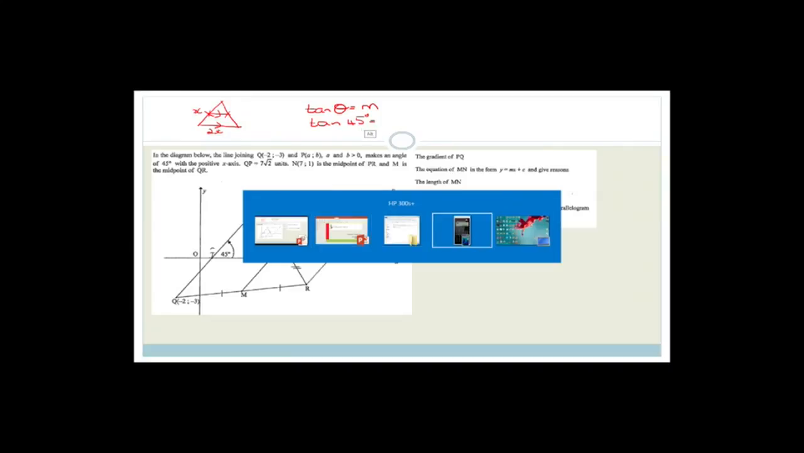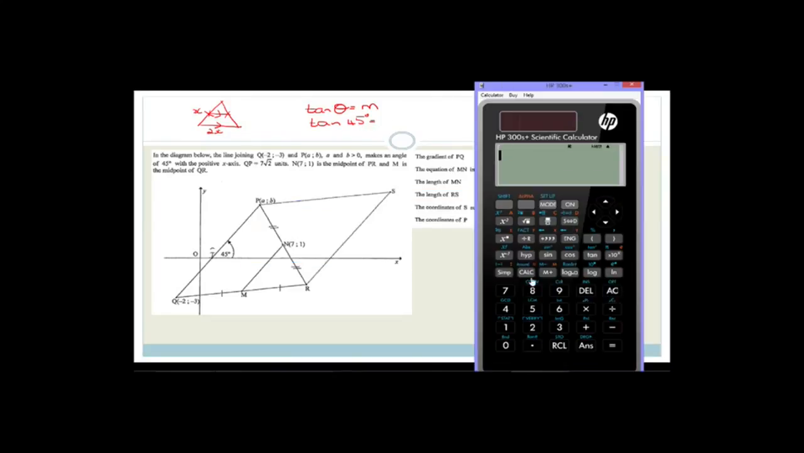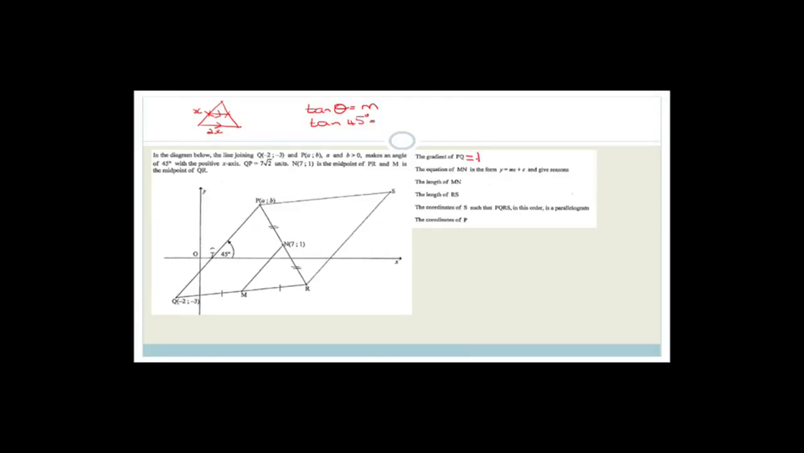Okay, so the first question is they want the gradient of PQ. Well, that's pretty easy. Since we've got the angle of 45 degrees, you should know the gradient is 1. But if you don't, we can work it out. We know that tan of theta equals m. Since we are told that the angle of inclination is 45 degrees, we can say tan of 45 degrees equals, and then we can go and find our calculator, clear it, and type tan of 45, close brackets, equals 1. Ta-da! So the gradient of PQ equals 1.